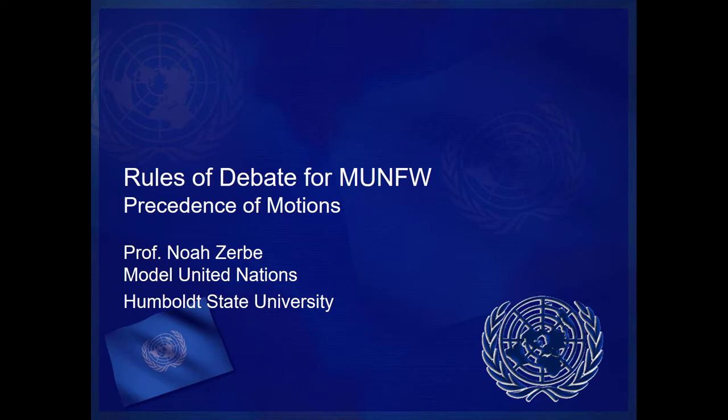Under rules of parliamentary procedure, certain motions will trump other motions during debate. While this video focuses on the priority of specific motions relevant for the Model United Nations of the Far West, the underlying concept, that is, the idea that certain motions are privileged and take precedence over other motions, can be found in every set of parliamentary procedure rules.